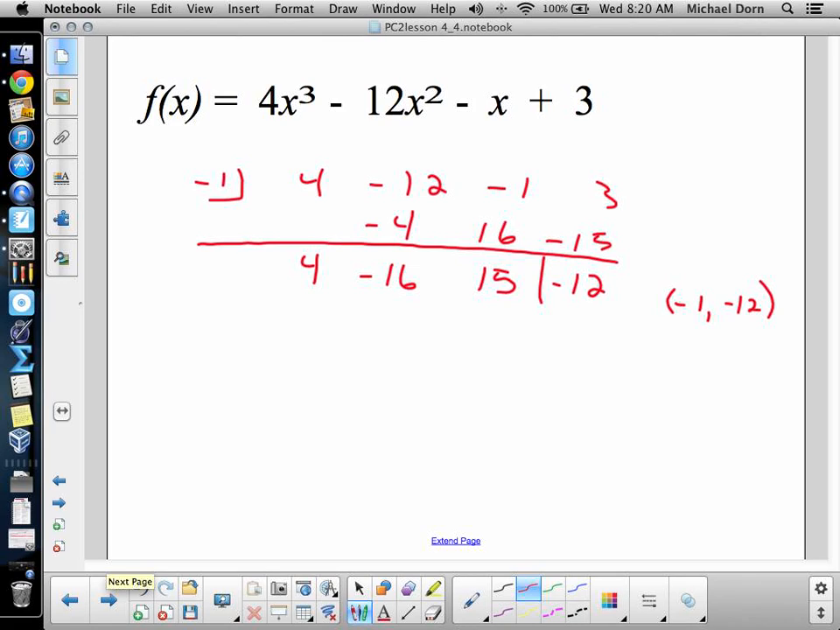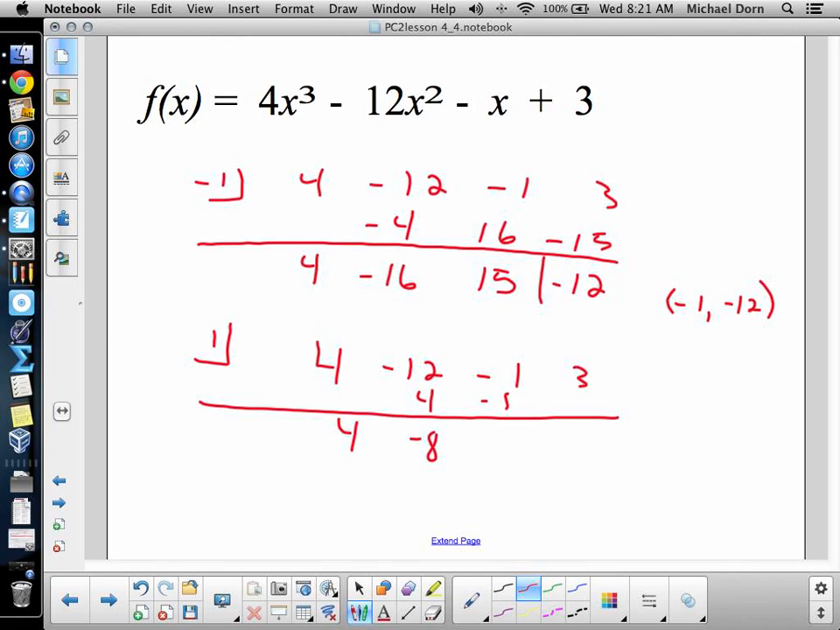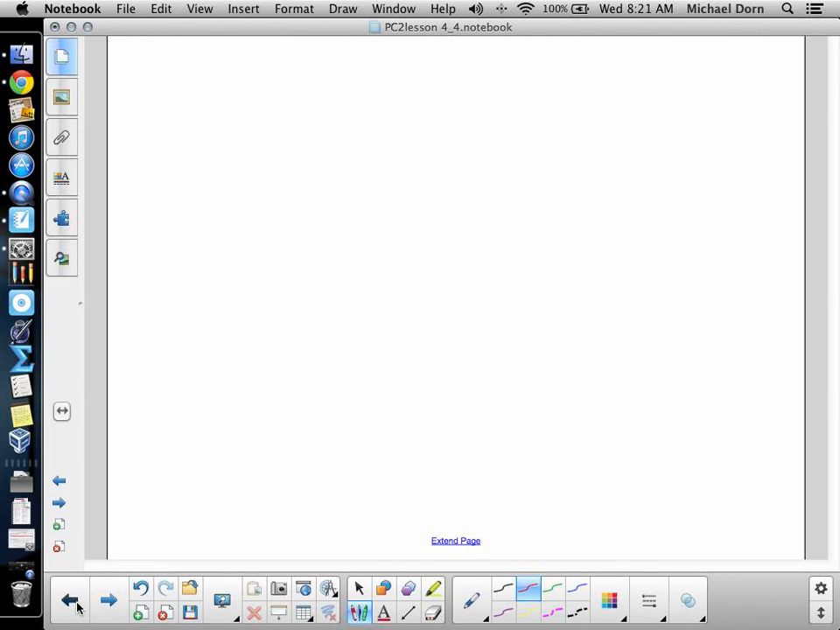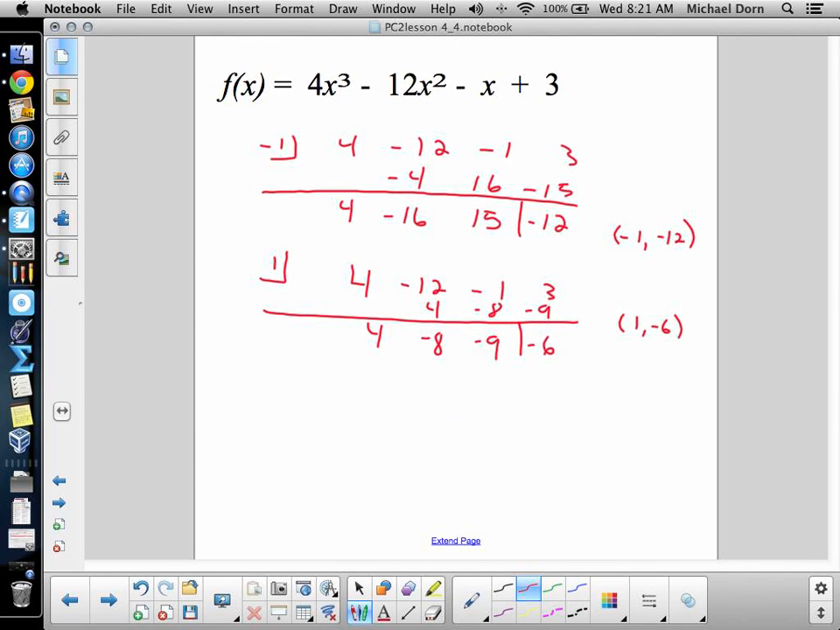Let's try positive 1. Let's see what it tells me. 4, negative 12, negative 1, 3. So 4, negative 8, negative 8, negative 9, negative 9, negative 6. Okay, so 1 is at negative 6. Guess we've got to keep trying. Haven't found out anything interesting yet. Whoops, I just want to extend the page. I guess we could try 1/2.